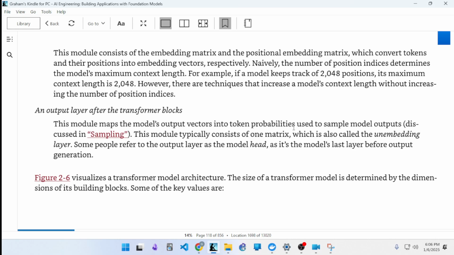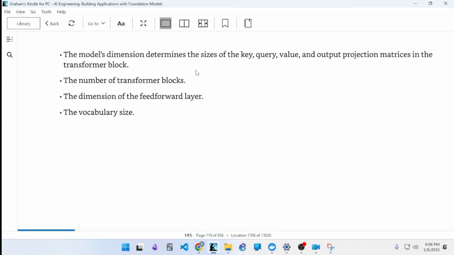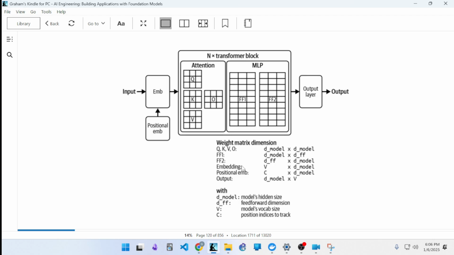Figure 2-6 visualizes a transformer model architecture. The size of a transformer model is determined by the dimensions of its building blocks. Some of the key values are: the model's dimension, which determines the sizes of the key, query, value, and output projection matrices in the transformer block; the number of transformer blocks; the dimension of the feed forward layer; and the vocabulary size. So we can see all that clearly here.